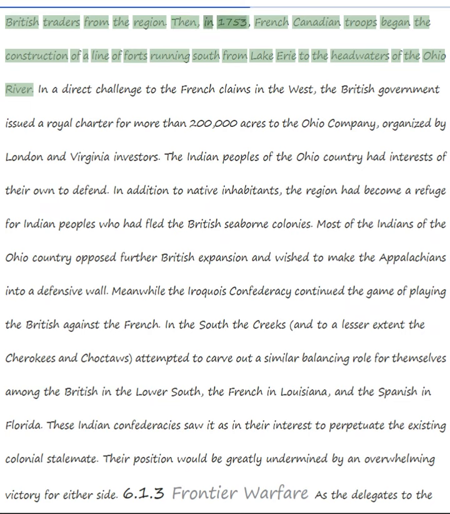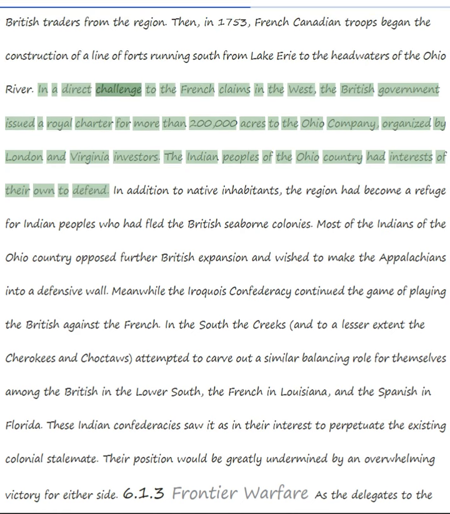Then, in 1753, French-Canadian troops began the construction of a line of forts running south from Lake Erie to the headwaters of the Ohio River. In a direct challenge to the French claims in the West, the British government issued a royal charter for more than 200,000 acres to the Ohio Company, organized by London and Virginia investors.